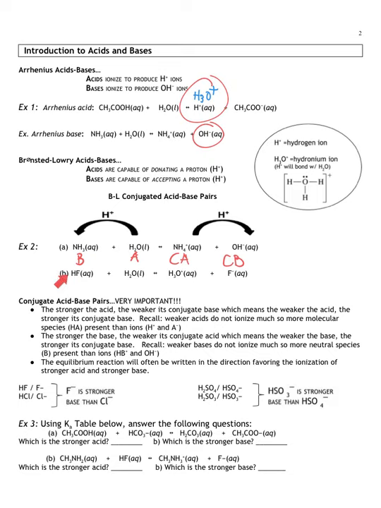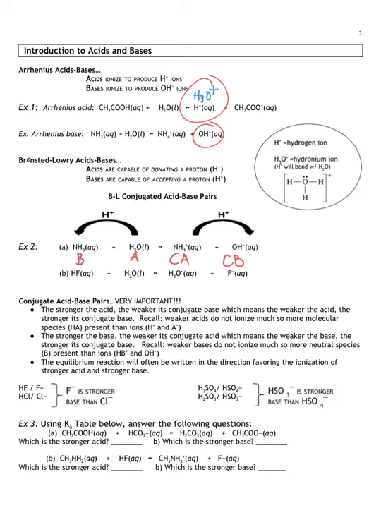So it looks like HF donated a hydrogen ion. Who did it donate it to? Well, it must be this partner here. Water accepted a hydrogen ion to become the hydronium ion that you see here. So here's the conjugate for water. A hydronium ion is water's conjugate.